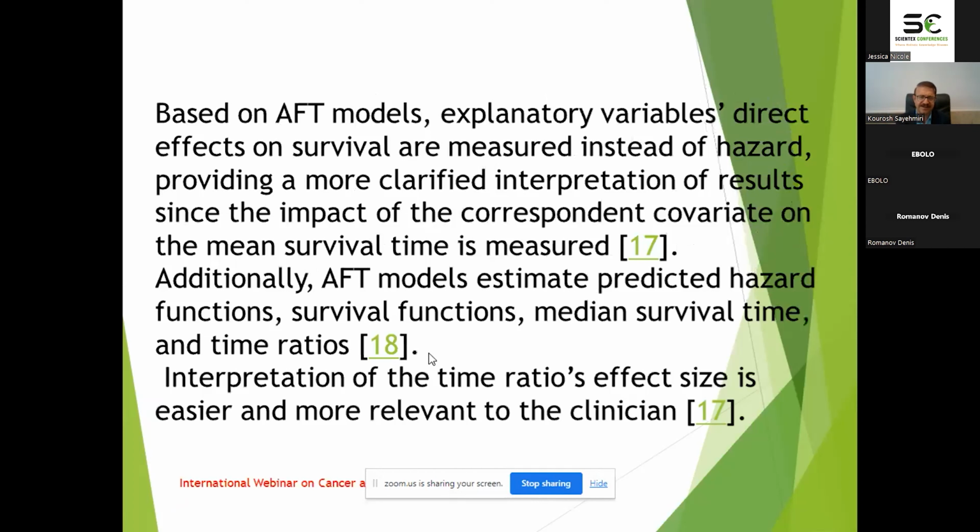Here we compute another index, and AFT models give us other parameters. Additionally, AFT models estimate the predicted hazard function. They give us the survival function, median survival times, and time ratio. Time ratio is like hazard ratio, as it is one criterion or index to compare different treatments and different risk factors. Interpretation of the time ratio effect size is easier and more relevant for clinicians.